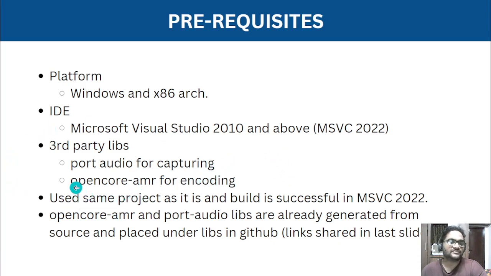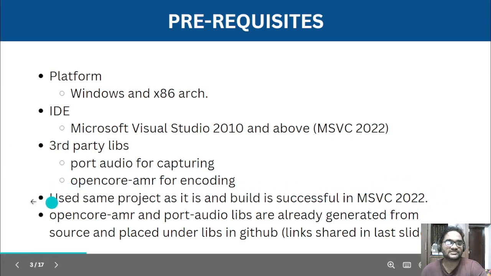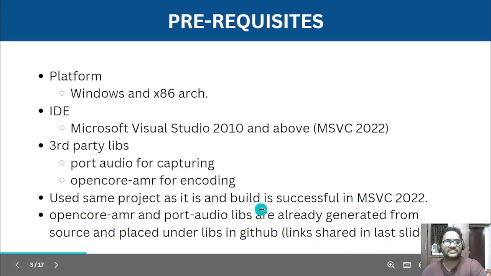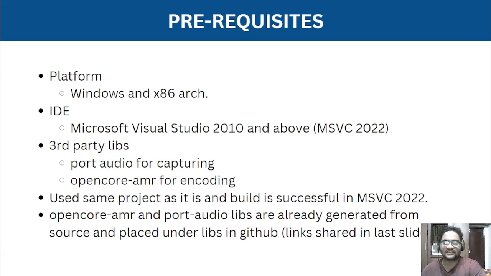Of course, as I mentioned from the beginning of the series, this project is not built from scratch, but we are using a project which has been developed by our mentors during their pre-startup days. I just recompiled it in Visual Studio MSVC 2022. For simplicity, for the third-party libs OpenCore AMR and PortAudio, I am just using the same version from the time the project was built, I think a couple of years back. So this is about the prerequisites for this project to run on our machine.